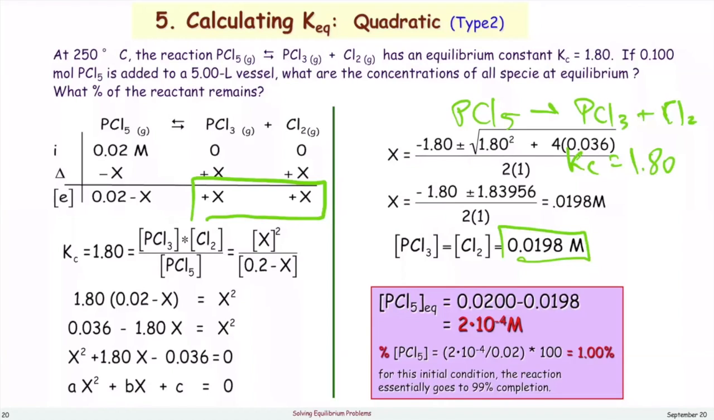The percent of PCl5 that remains, because remember what the question is? What percent of the reactant remains? If you just stop at X, this would be an incomplete problem. You would not get credit for that second part. But the percent is just how much you have at the end, 2 times 10 to the minus 4, divided by how much you started with, 0.02, times 100. So that's 1%. This reaction goes to 99% completion because all you have is 1% reactant at the end. So that's how you do a problem like this.